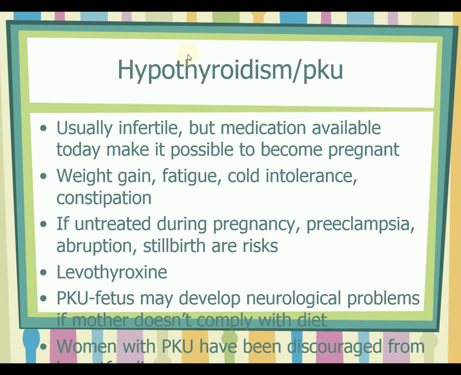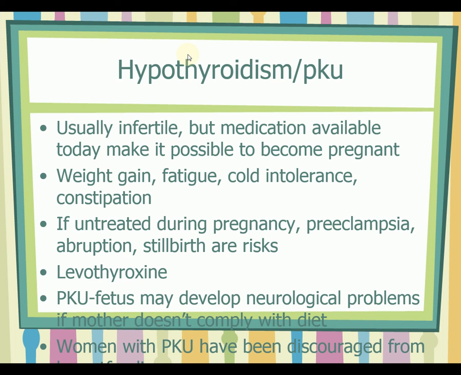PKU, phenylketonuria, is something we test for when we do the PKU, or the Guthrie test, when we do the heel sticks and get the blood draws. Fetuses may develop some neurological problems if mom doesn't comply with the diet. So if mom had PKU when she was born and she stayed on the PKU diet until brain development and growth stopped, which is usually in the preteens, early teens, she may go off the PKU diet.